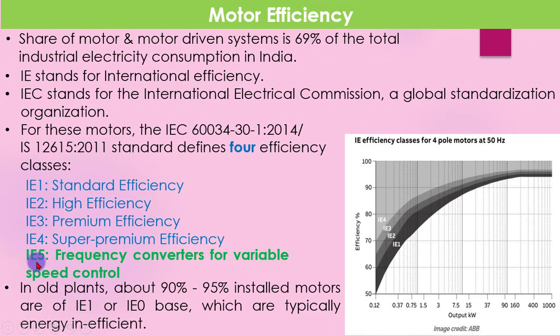Now coming to IE5, the new IE5 efficiency class, which is only used for inverter fed motors, is designed to promote new motor technologies which can be visibly distinguished from established motors. The use of frequency converters for variable speed control can also save energy. In old plants, about 90 to 95% of installed motors are of IE1 or IE0 class, which are typically energy inefficient.